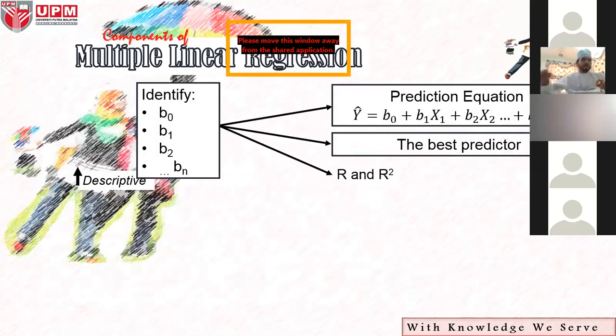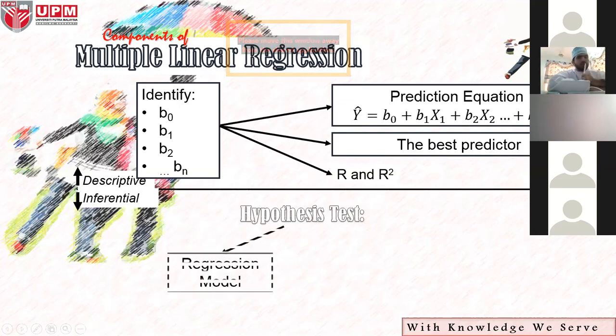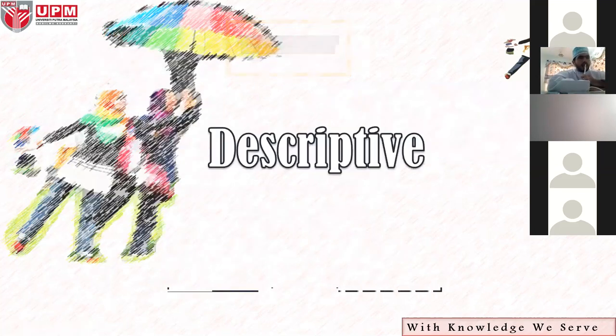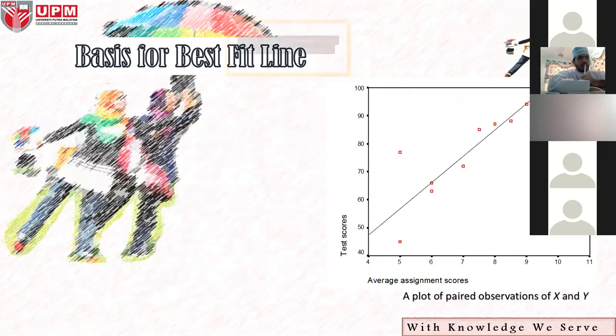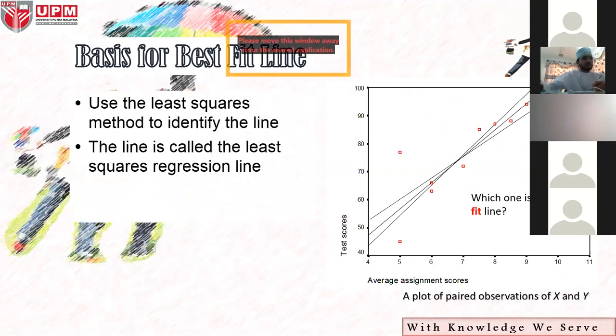Okay, this one skip. Because in this case we have more than one IV, we can compare which one is the best predictor. This one is the same, I just skip this one. Sama juga dengan simple linear regression tu.